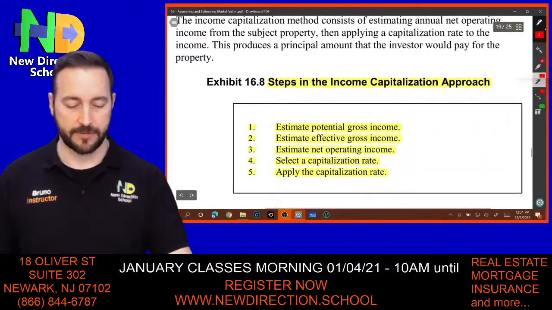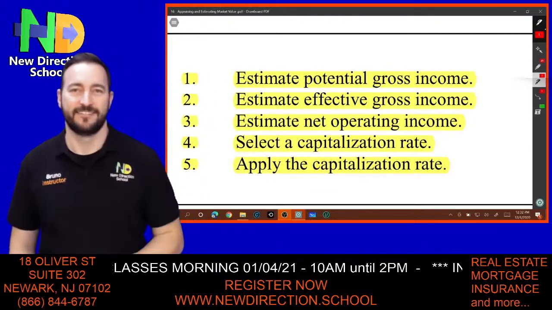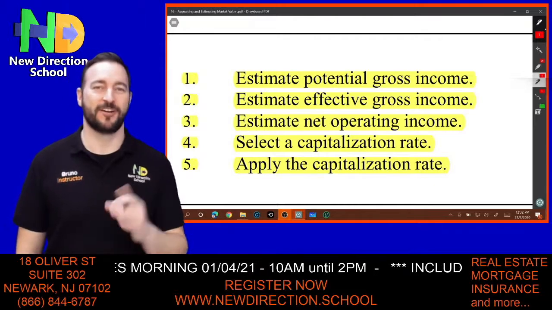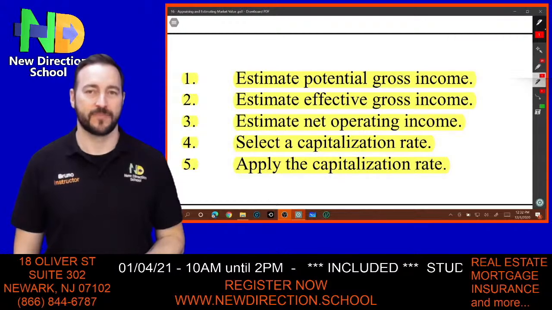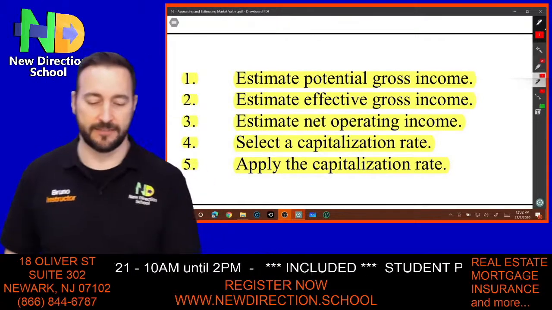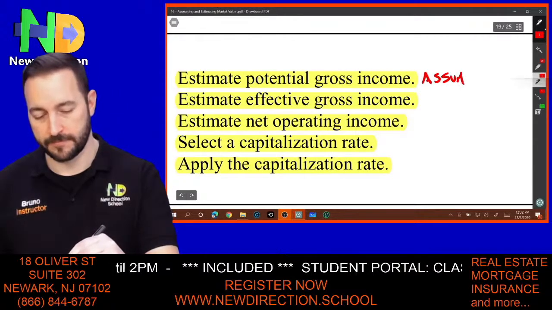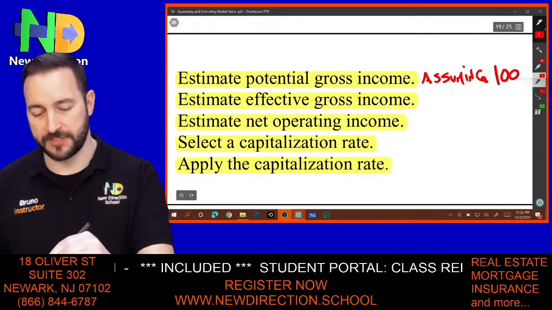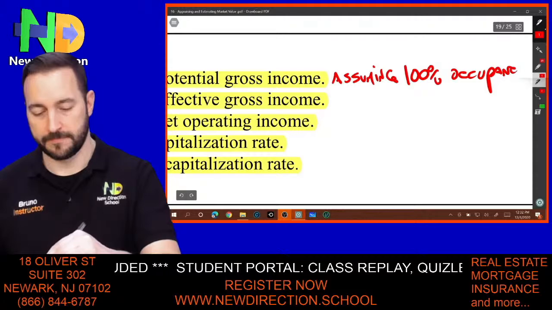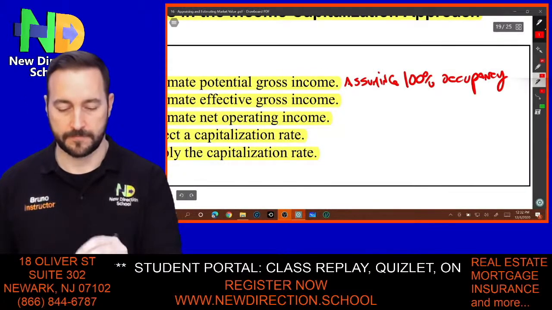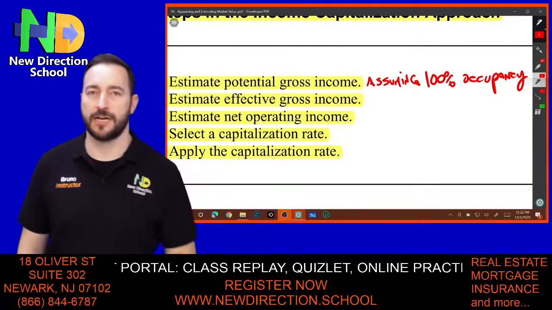So these are the steps in the income approach. Very simple also, except when you get to the math. A little bit more complicated than the cost approach. But the steps are five. The first step is to estimate potential gross income. This is assuming 100% occupancy.